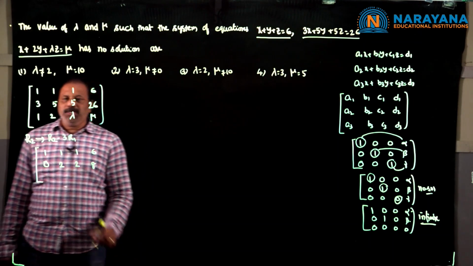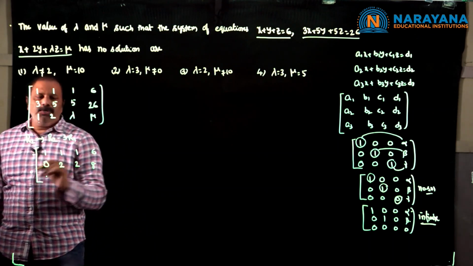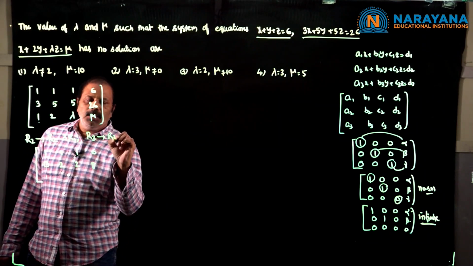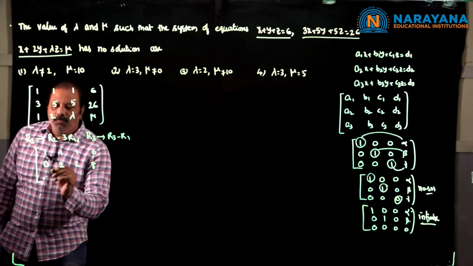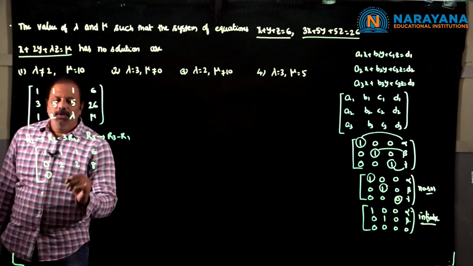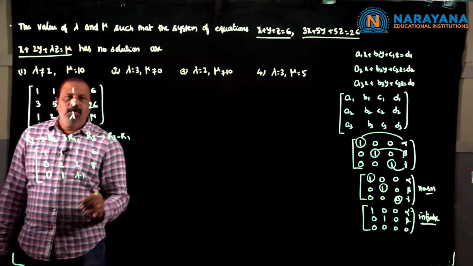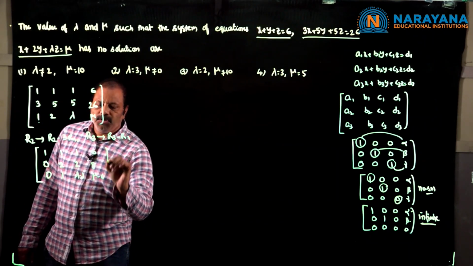In a similar fashion, I would like to make this place 0 by using the first row element. This is nothing but R3 as R3 minus R1. 1 minus 1 is anyhow 0. 2 minus 1 is 1. This is lambda minus 1. Next one is mu minus 6. So the first operation is over.